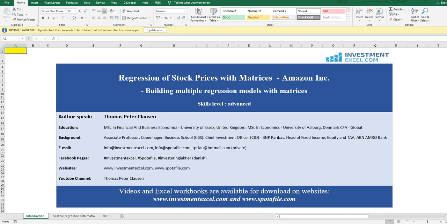Today I will show you how to take advantage of vector and matrix notation when it comes to building multiple regression models. Particularly we will look at a model where the stock price of Amazon Incorporated is described by a true model including two explanatory variables, being the GDP level in the US and the level of the 10-year US Treasury bond.